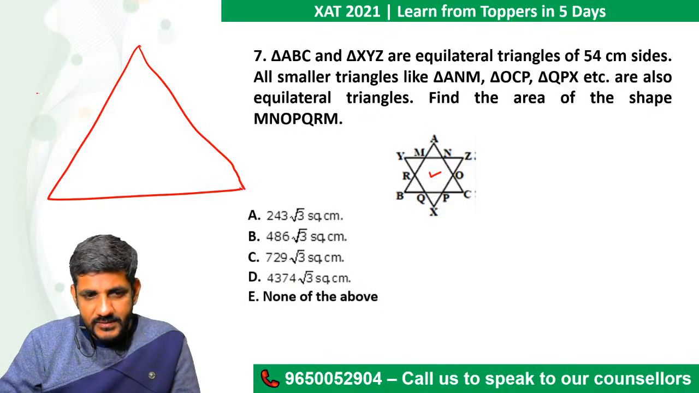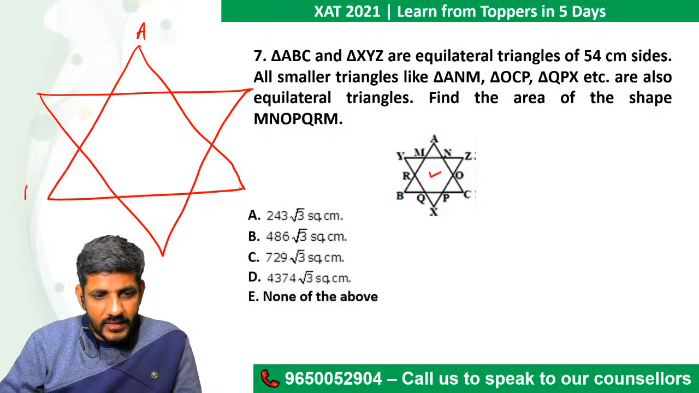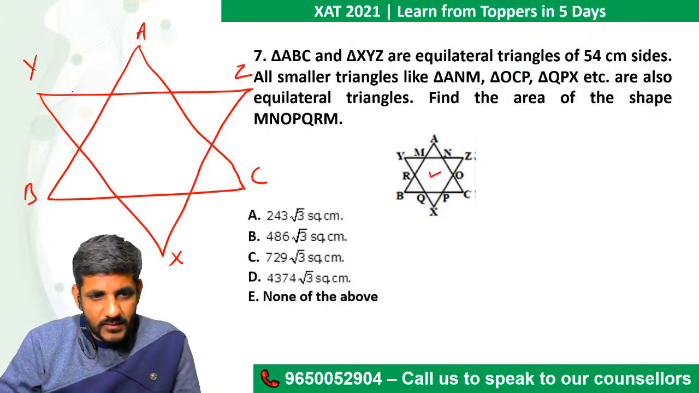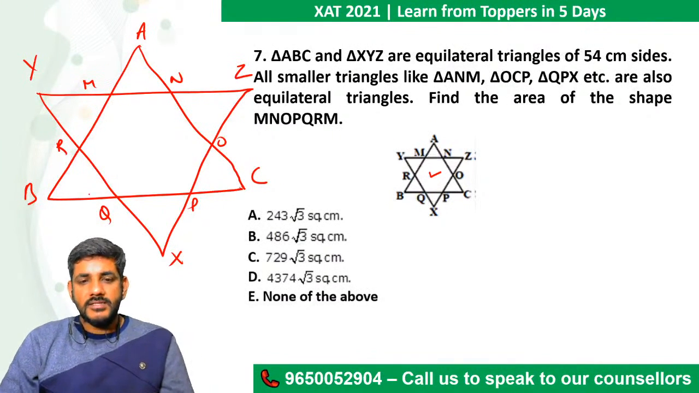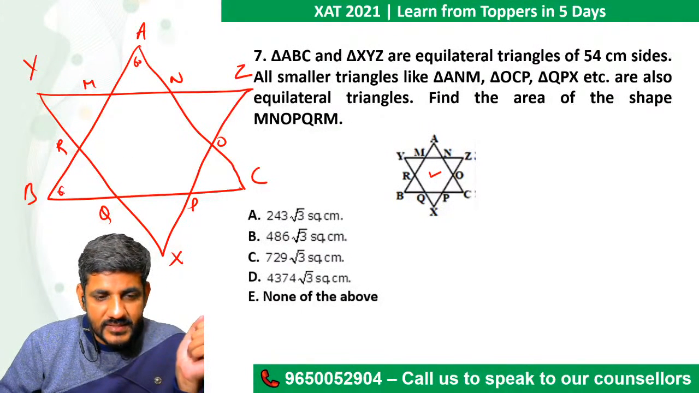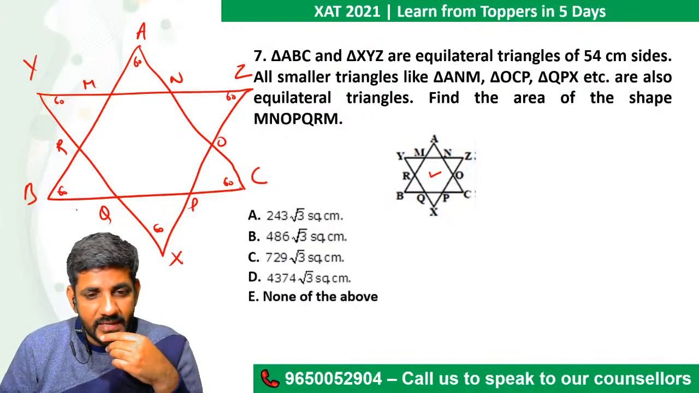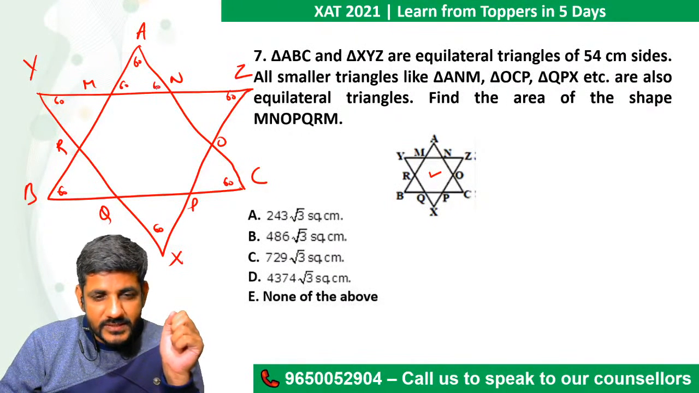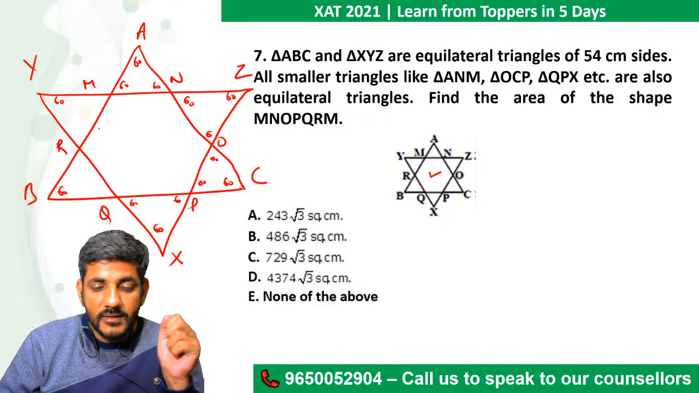So one triangle is like this, one triangle is like this, and we have to find out the area in between ABC and XYZ, MNOPQRM का area. He says the bigger triangles are equilateral. So this angle is 60, this angle is 60, ये भी 60, ये भी 60 और ये भी 60, right? All smaller triangles like ANM, OCP, etc. are also equilateral. So ANM is equilateral, so these are also all 60, right? ऐसा हो गया ये. We have to find this area.